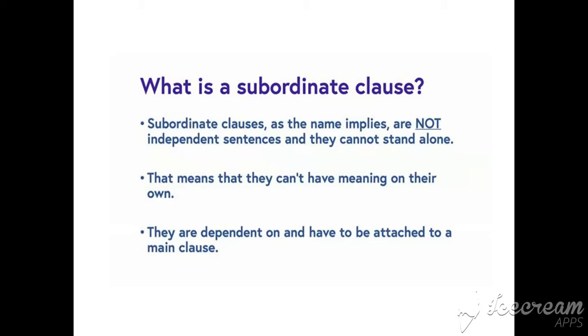Let's read about a subordinate clause. Subordinate clauses, as the name implies, are not independent sentences and they cannot stand alone, since they are dependent on the main clause to convey the complete meaning, the complete thought. So they cannot stand alone as a complete sentence. That means they can't have meaning on their own. The main clause can stand alone as a sentence and can have meaning on its own, but subordinate clauses cannot stand alone. They are dependent and have to be attached to a main clause to convey their meaning. Otherwise, it is meaningless.